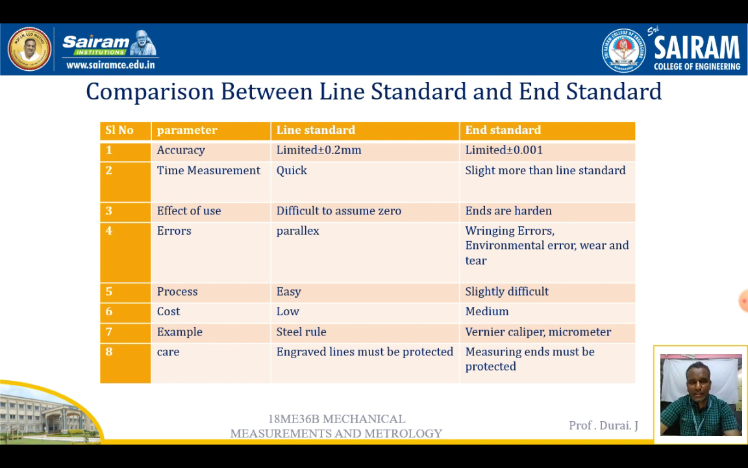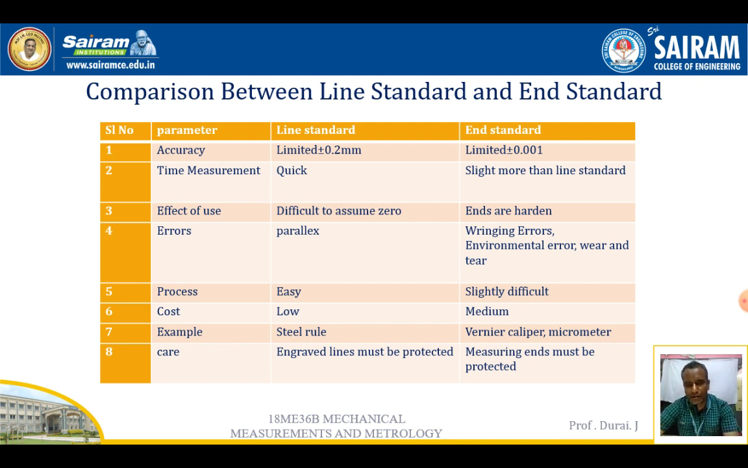Then comes the process. In the line standard it is easy, and in the end standard it is slightly difficult. Even with a normal scale, you take the scale, keep it above the component, and measure the distance or dimension. But in the end standard, you take a vernier caliper, move it onto the component, apply slight pressure, and then you can see the reading. It is somewhat difficult here, and also finding the least count requires some knowledge.